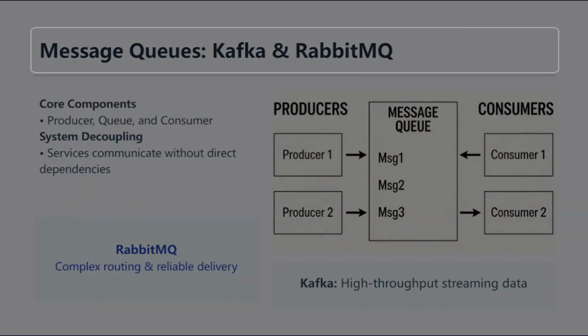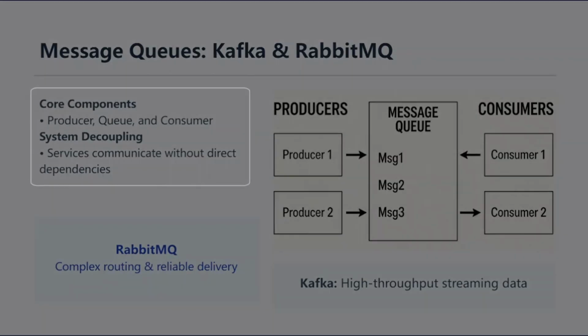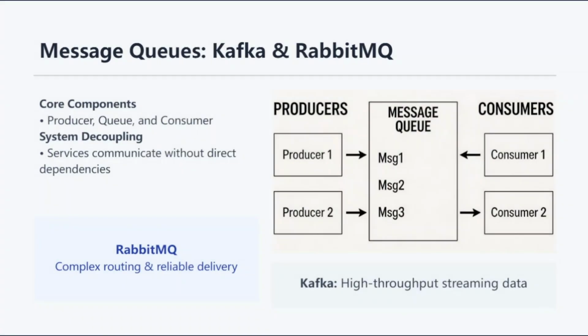Following up on our discussion about queue lengths, let's dive into the actual technologies we use to manage these messages. Message queues, specifically Kafka and RabbitMQ. At the heart of any message queue system are three core components: the producer, who sends the message, the queue, which holds it, and the consumer, who finally processes it. This structure is what allows for that asynchronous flow we just explored.